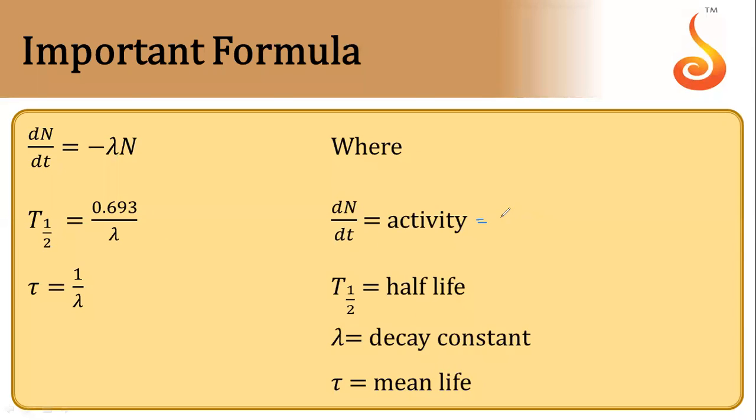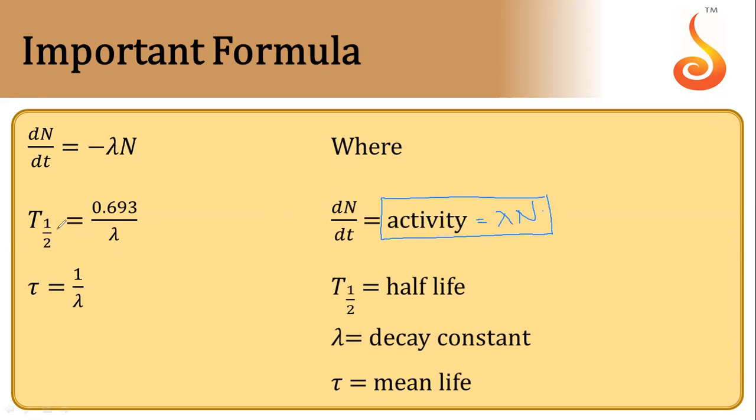Activity will be given as minus dN by dt, or it is equal to lambda N. Whenever they ask you about activity, you don't have to use this minus sign. Activity is always positive, so activity will always be lambda into N. It is a positive value.